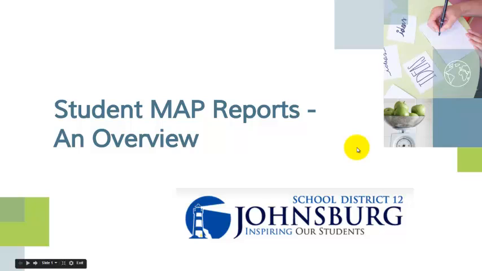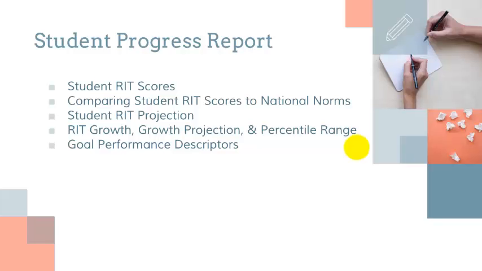This presentation will give you a brief overview of your student's MAP score report. We will be looking at the MAP Student Progress Report. There are 5 key components of this report: the Student RIT Score, comparing student RIT scores to national norms, the Student RIT Projection, RIT Growth, Growth Projection and Percentile Range, and the Goal Performance Descriptors.